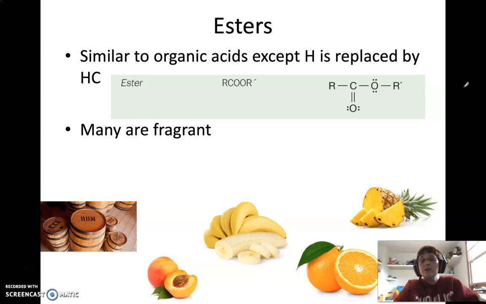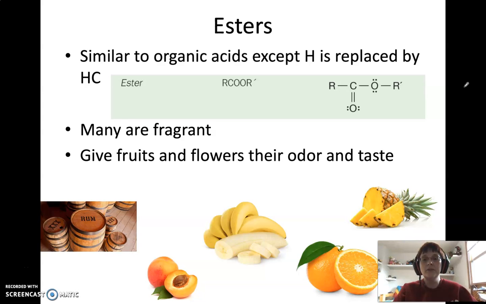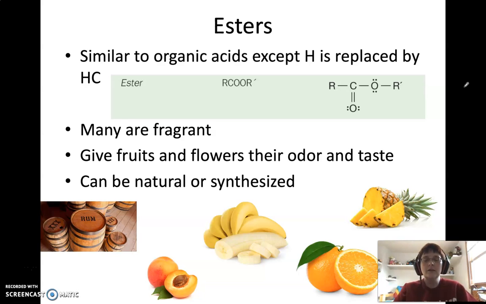The thing with the esters that you would be most familiar with is that these have fragrances. And the different items that are up here on the picture are actually esters that you are familiar with. These are what give fruits and flowers their odor and taste. So they're pretty important. They obviously are found naturally, but we can synthesize a lot of these. Actually all of the ones that are up here, pineapple, orange, banana, peach, and rum, we have natural ones obviously from the natural products, but we also have been able to synthesize all of them.